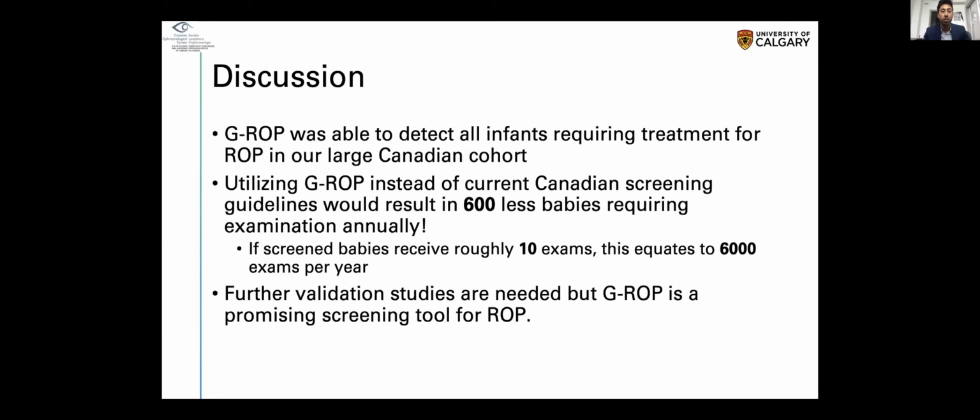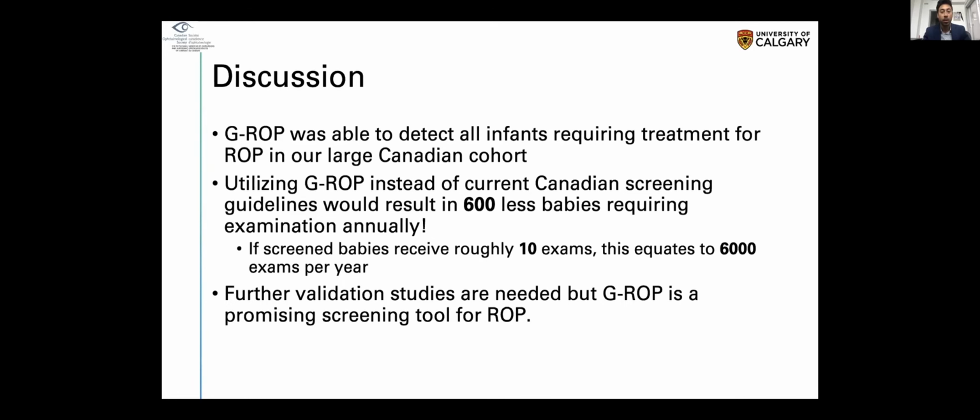GROP, however, was able to detect all infants requiring treatment for ROP in our large Canadian cohort. Utilizing GROP instead of the current Canadian screening guidelines would result in 600 fewer babies requiring examinations annually. And if these screened babies received roughly 10 exams on average, this would equate to roughly 6,000 exams that we would not have to do every year.